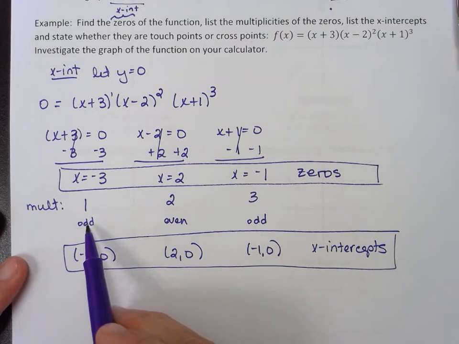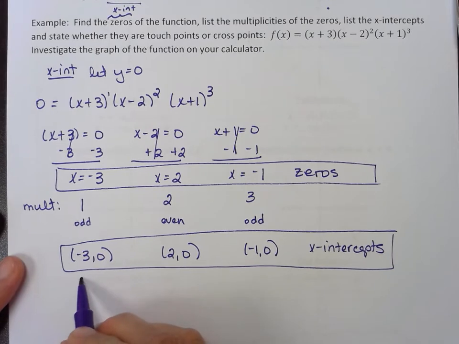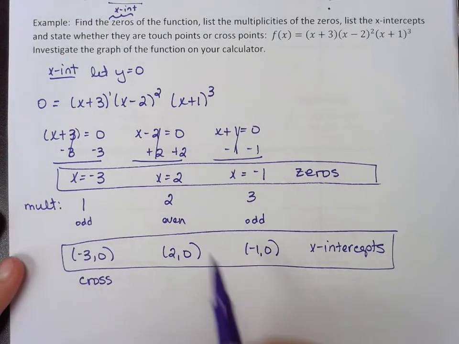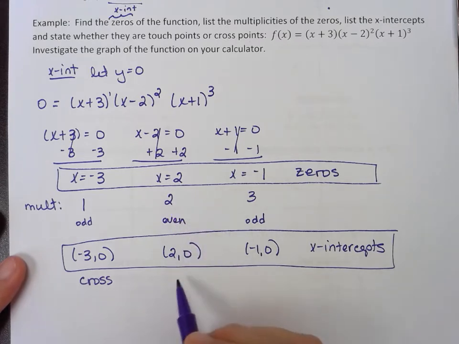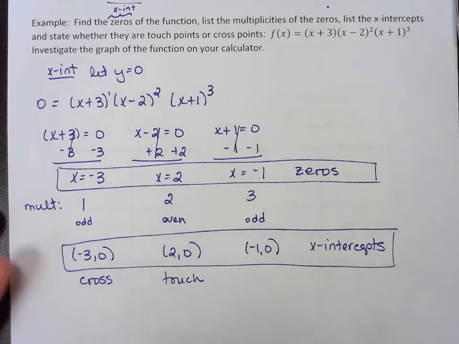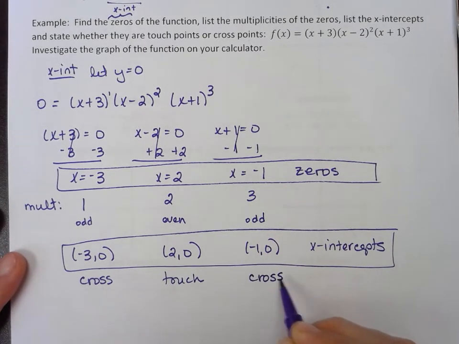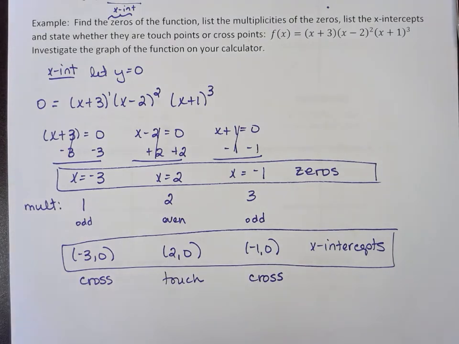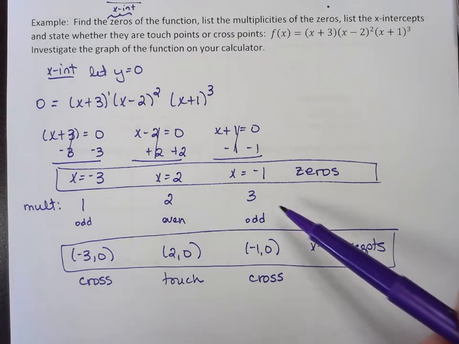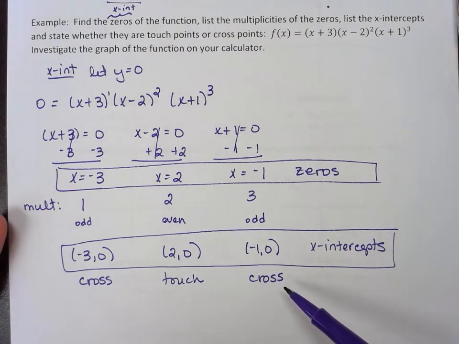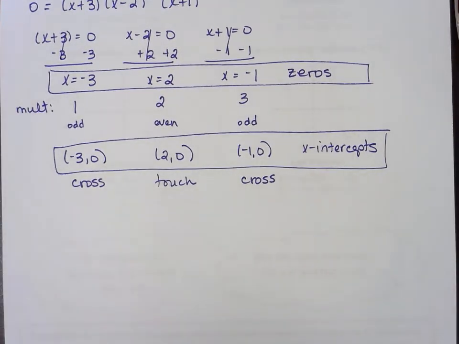(-3, 0) came from a zero that had an odd multiplicity. That makes it a cross point. (2, 0) came from a factor that had an even multiplicity. That makes it a touch point. And again, this one had an odd multiplicity, so it is a cross point. So we've answered all the little pieces of this problem. We have our zeros, the multiplicities of the zeros, the x-intercepts, and whether they are touch or cross points. So what does this really mean when it comes to a graph?